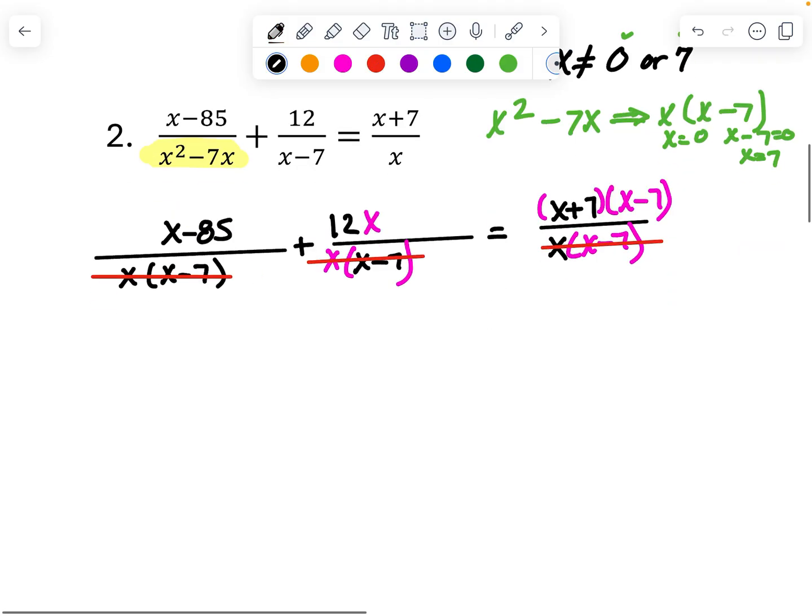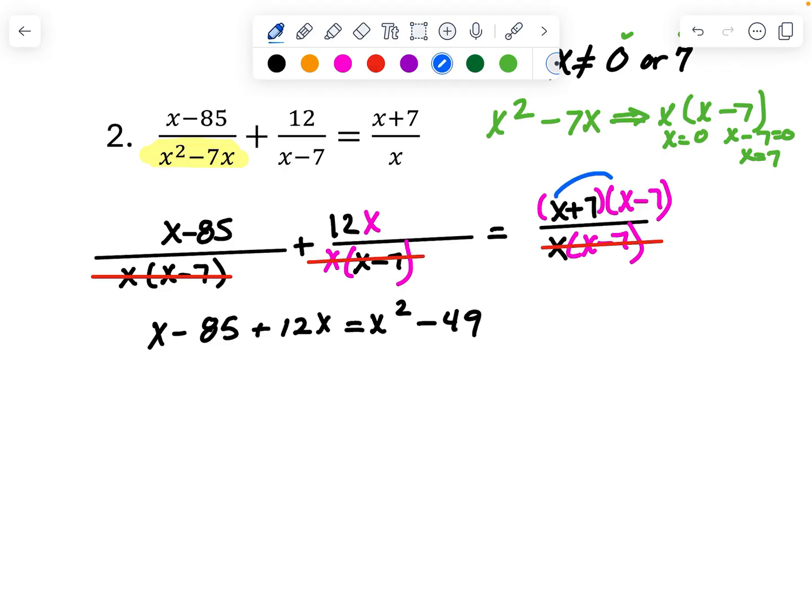That will give us x minus 85 plus 12x equals x squared minus 49. Because if you take this times this times this times this, you get x squared minus 49. Okay. Now, this didn't happen to us in our last problem, because in the last problem the x squared canceled. This time the x squared did not cancel. So we're still going to have an x squared in the problem.